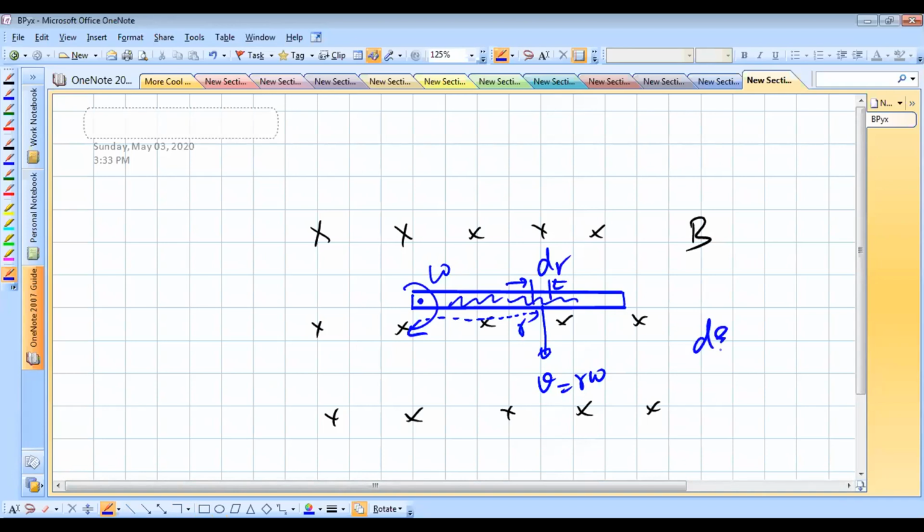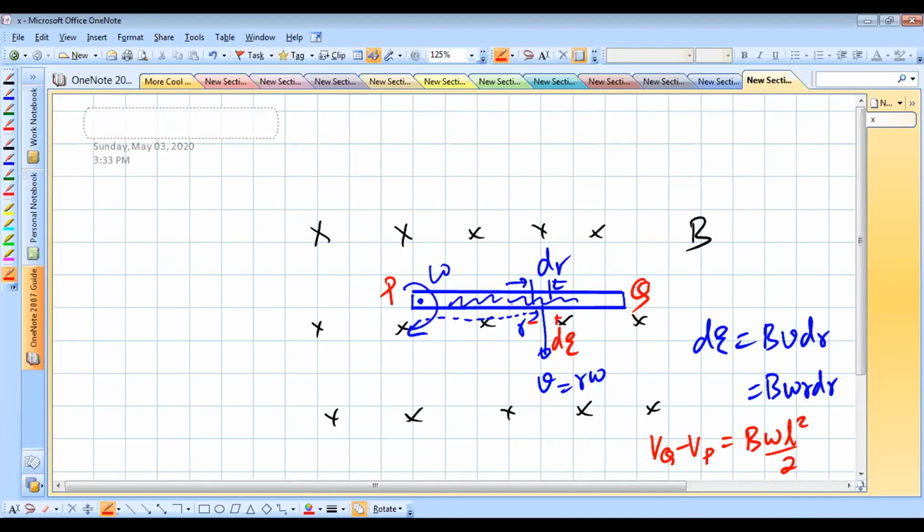So the EMF induced across that small section is BLV, here B v dr. So B omega r dr, it becomes that. So now the EMF across the whole thing. The polarity of the EMF here, you can see v cross B is pointing towards that side. So it will be like this, like a small EMF. So the total EMF between this point P and this point Q, VQ minus VP, will become B omega L square by 2, where L is the whole length of the rod.